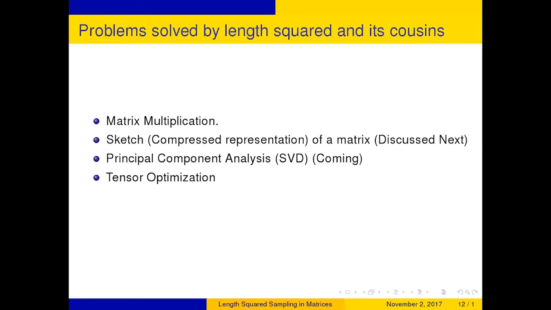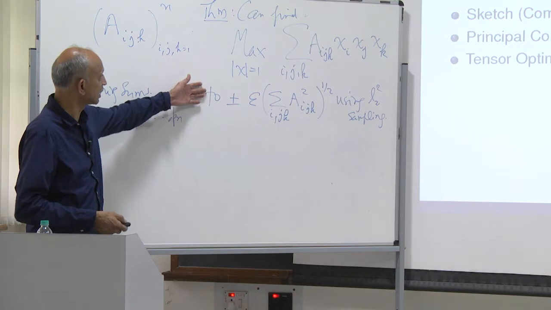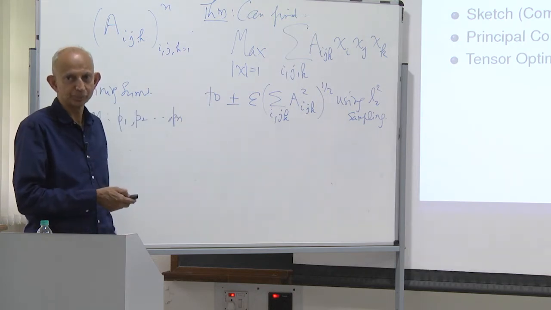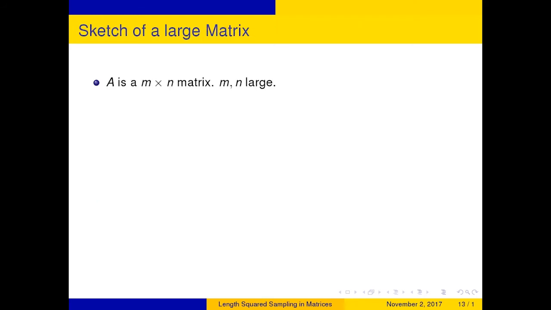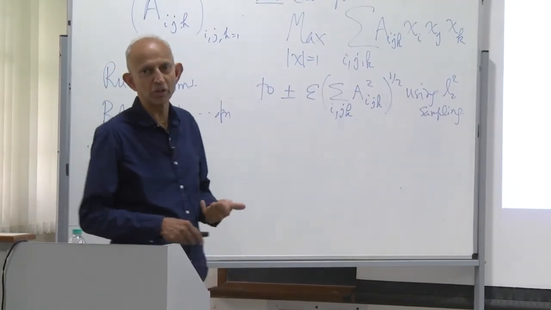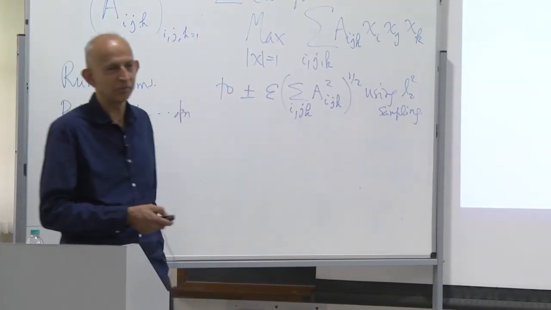Okay. Tensor optimization, you asked. I won't do it, but I stated the result at least. Graph sparsification, again, I can give you references, but I won't do that. Okay, now sketch of a large matrix. So that's our next topic. I may or may not quite finish all of this today, but we'll go into this and then come back if we run out of time.